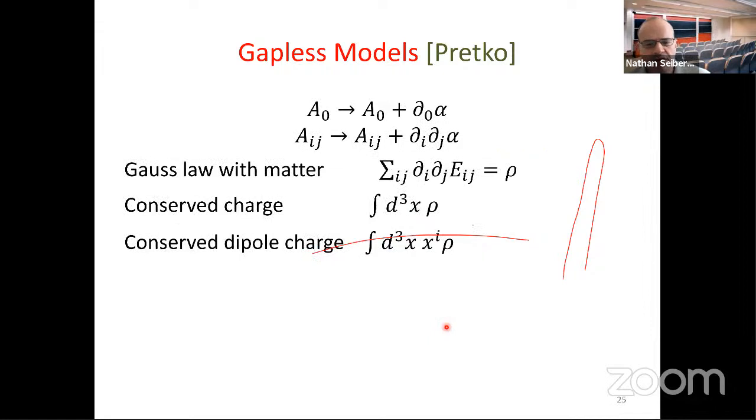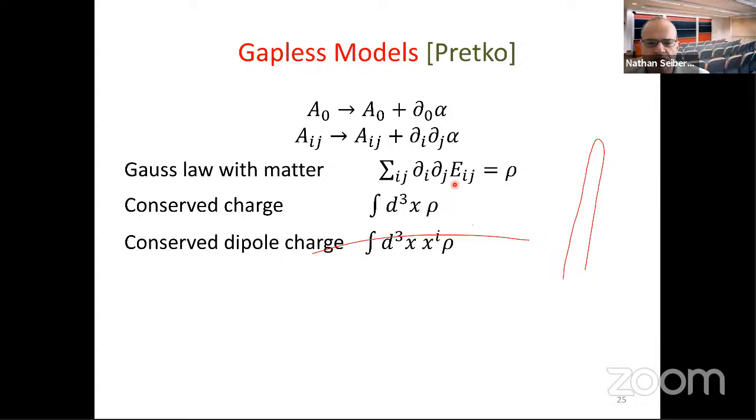What Pretko noticed is that Gauss' law that comes from such a gauge theory is not a divergence of E. After all, E is a tensor, but its double derivative of E is the charge density. And therefore, if we work in infinite space and we integrate this over space, it's a total derivative, and therefore it depends only on what's going on at infinity. And therefore, it is conserved. This is standard math.